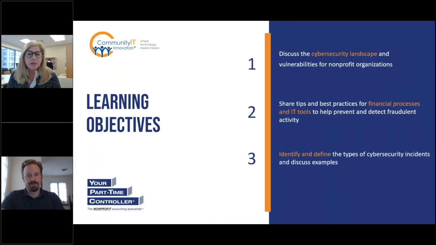Our learning objectives for today are as follows. We're going to discuss the cybersecurity landscape and the particular vulnerabilities for nonprofit organizations. We will then share tips and best practices for financial processes and IT tools to help prevent and detect fraudulent activity. And lastly, we'll identify and define the types of cybersecurity incidents and give examples of the different types.